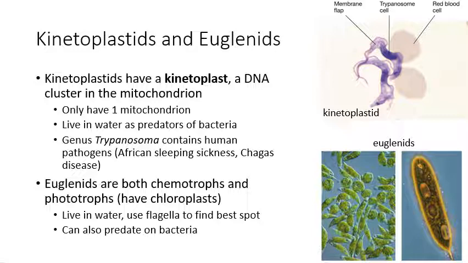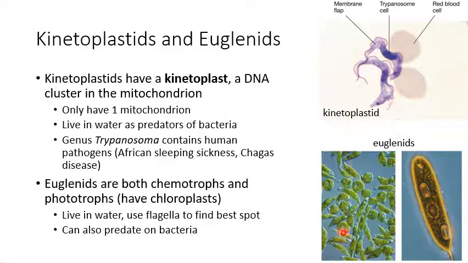Then you have the Euglenids, which are chemotrophs and phototrophs, so they can get energy from light and from chemicals. Since they're phototrophs, of course, they have chloroplasts, which they got through secondary endosymbiosis by engulfing an algal cell. They also usually live in the water, and they have flagella. They'll use the flagella to swim around in the water to find the spot that has the best light levels or the best available chemicals that they're eating as nutrients. Some of them are also predators of bacteria as well.